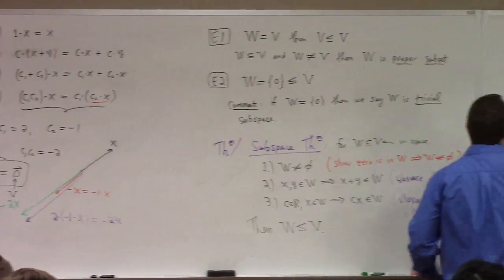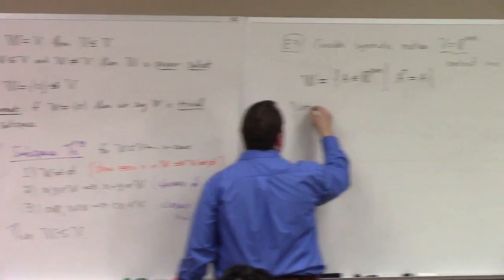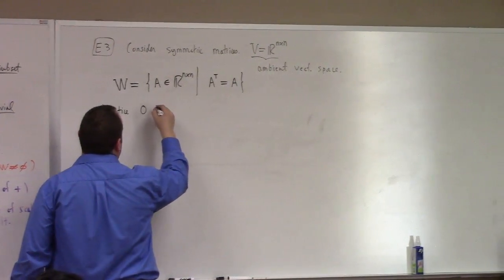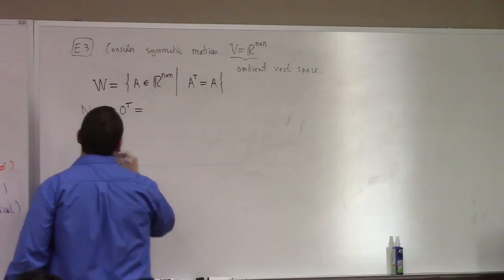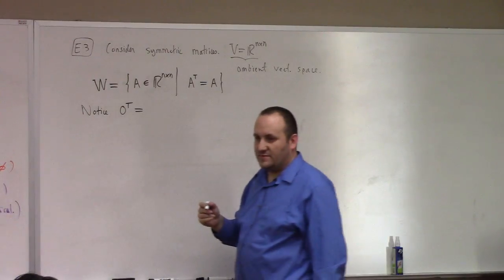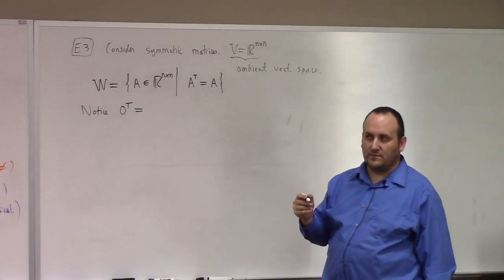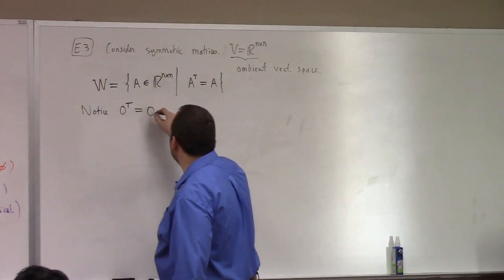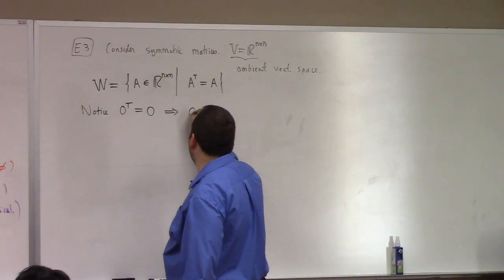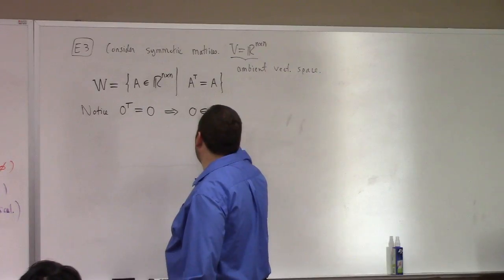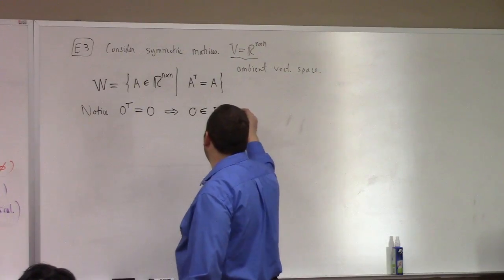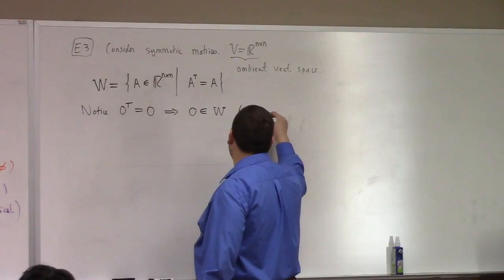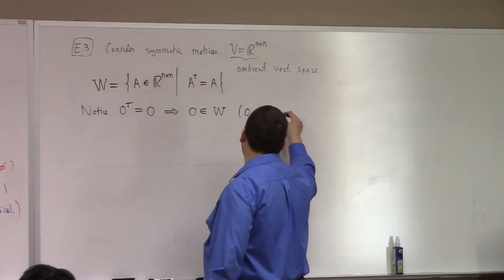So here, notice that the 0 matrix transposed is what? What's the transpose of the 0 matrix? The 0 matrix. Indeed. So what does that say? Zero is an element of W. 0 is a symmetric matrix, in words.